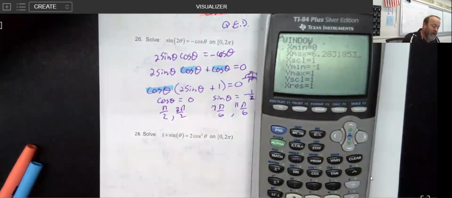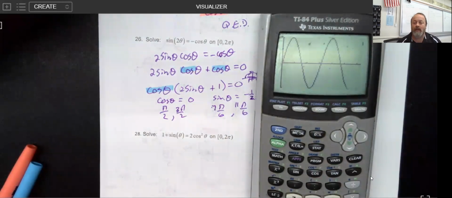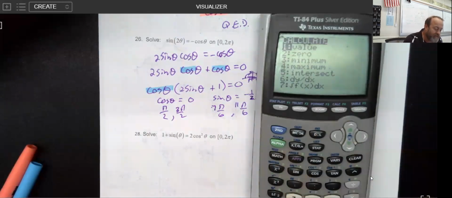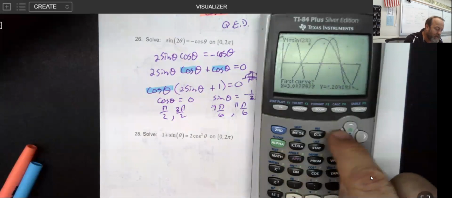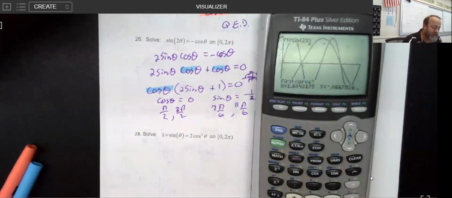Okay, so I'm going to look at that graph, and according to my estimate, it looks like I have 4 answers. When I do this graph, there's 1, 2, 3, and 4 answers. We could just go and find a couple, but second calculate, let's find the intersection, number 5. I move the cursor kind of close to one of the intersections. Enter, enter, enter. And I got 1.57.